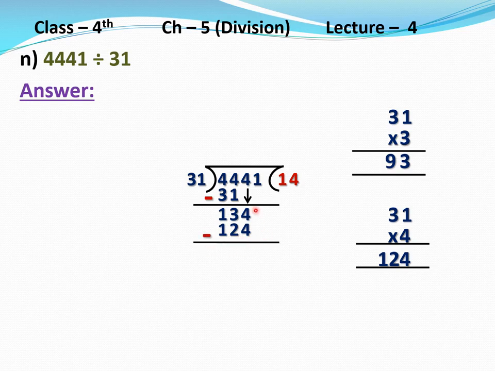Now we will do subtraction. 4 minus 4, 0. Write 0 here. 3 minus 2, 1. Write 1 here. And 1 minus 1, 0. Clear? Now take next number, that is 1. Number formed is 101. Clear?